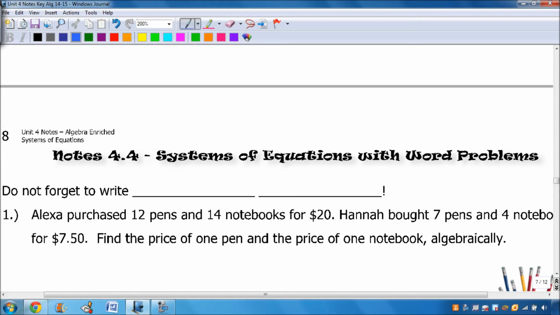Notes 4.4 are on systems of equations with word problems. Do not forget to write let statements. So we need to make sure that we are doing everything that we talked about in our unit a couple units ago about solving any type of equation. So the first thing we talked about is underlining key information, okay?